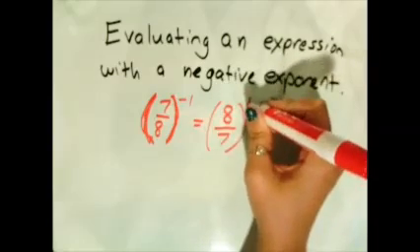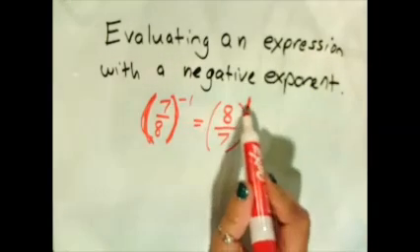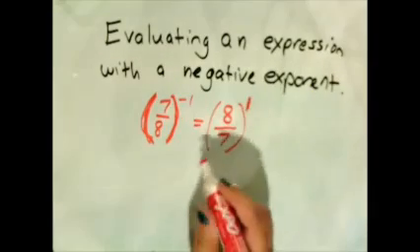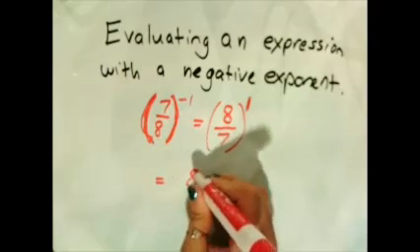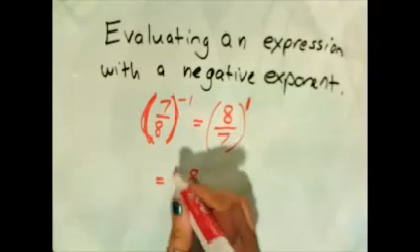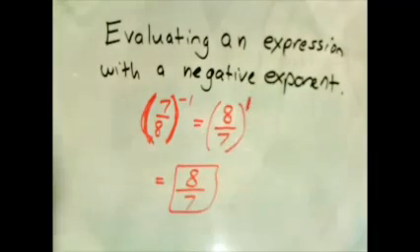Now notice that just takes care of the negative exponent. It still has an exponent of 1, but then anything to the first power is just itself. So this is the same as 8/7. So 8 times itself once, 7 times itself once. So let's try another one.